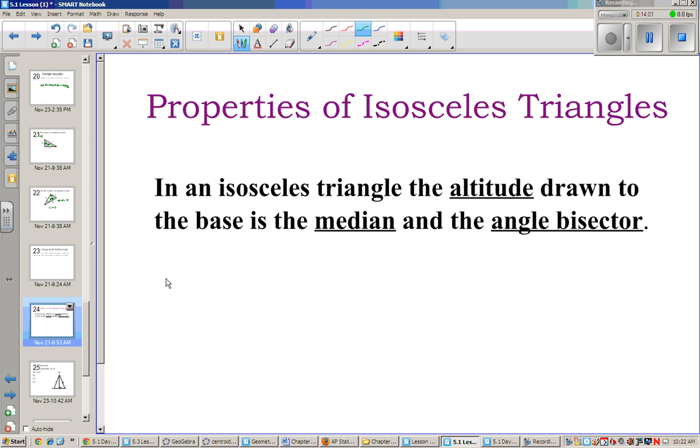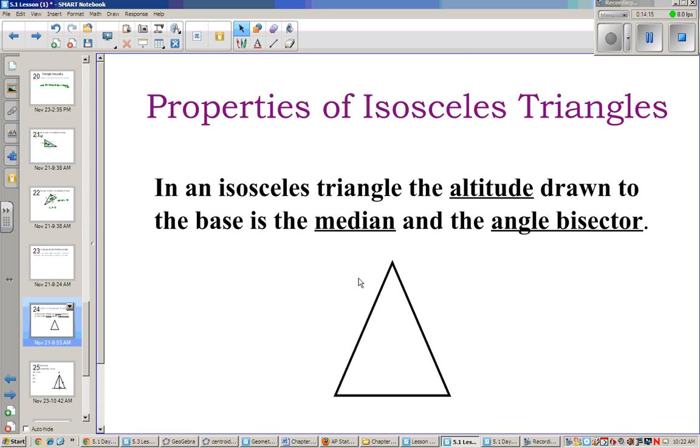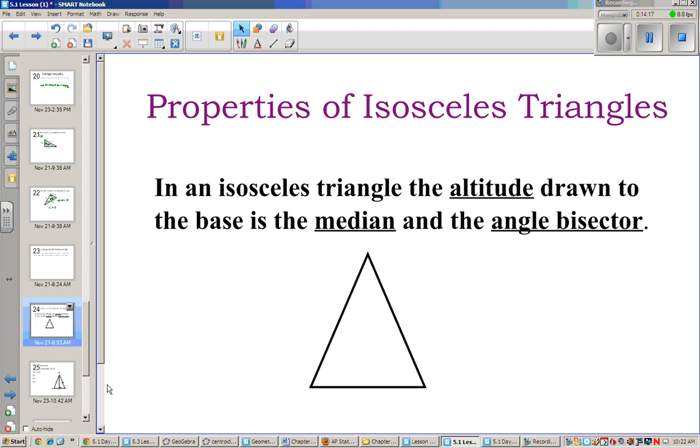Right, and in order to complete the last couple problems in your homework, you need to know one last property about an isosceles triangle. So if I create an isosceles triangle here, there's my isosceles triangle. So far we know that isosceles means two sides are congruent and its base angles are congruent.